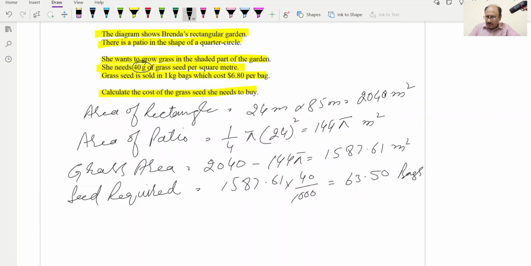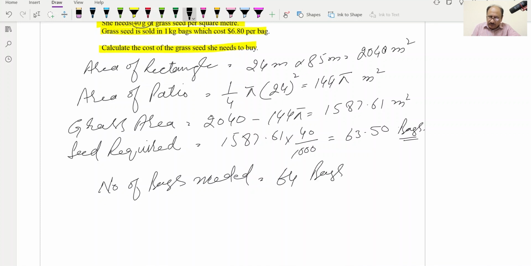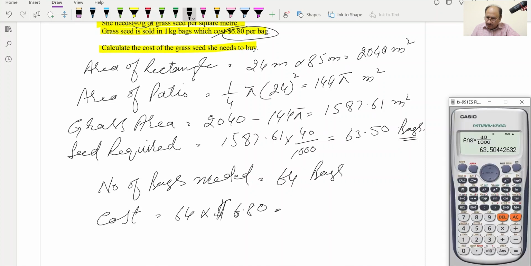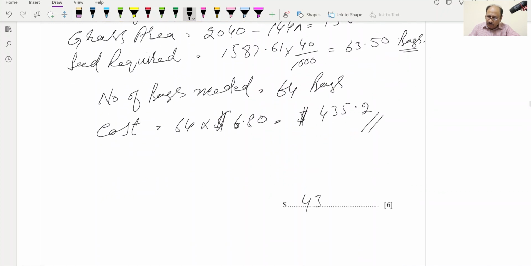So we cannot buy 63.50 bags. The number of bags needed will be 64 bags, and the cost of 64 bags will be equal to 64 multiplied by $6.80 per bag. 64 multiplied by 6.80 will be equal to $435.20. This will be our final answer, which we can provide: $435.20.